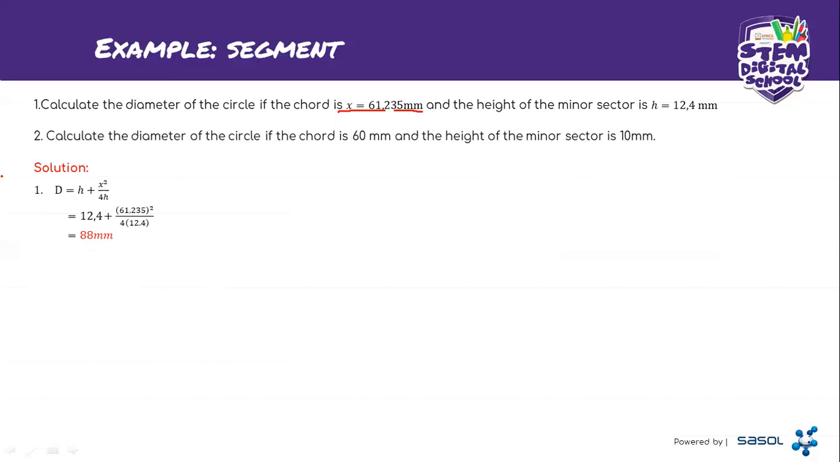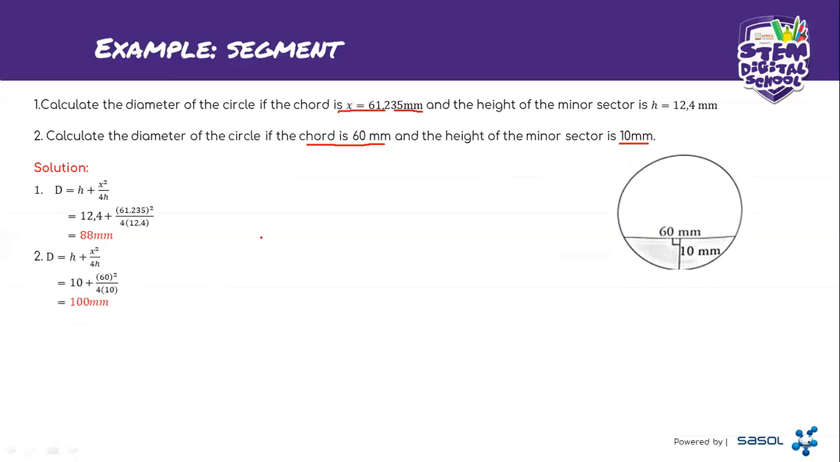Now, the second question: calculate the diameter of a circle if the length of a chord is 60 millimeter and the height of the minor segment now is 10. The height H is 10, right? Calculate the diameter. That is the picture that we're having. Now we write the formula, you substitute, and then you press your calculator, then we are having 100 millimeter. Okay, that's how you should go about it.